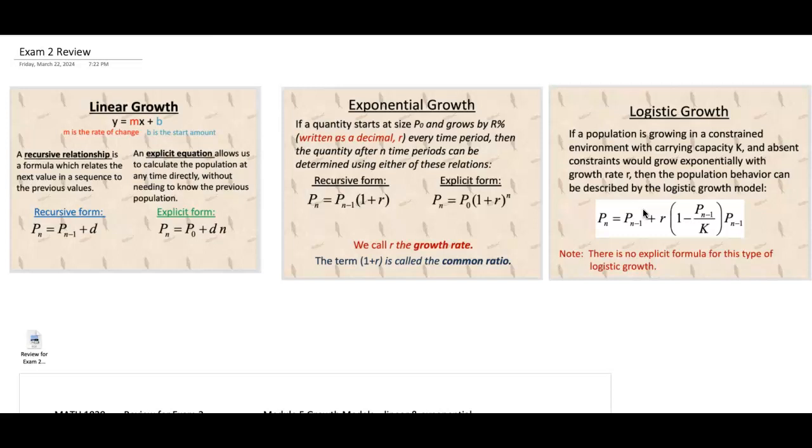So okay, were there any specific questions that you have? I mean, we're going to do some examples on how to work with these recursive and explicit forms of these growth models. But was there anything on here that you can see that you're like, oh, yeah, I had a question about that when I was going through it?